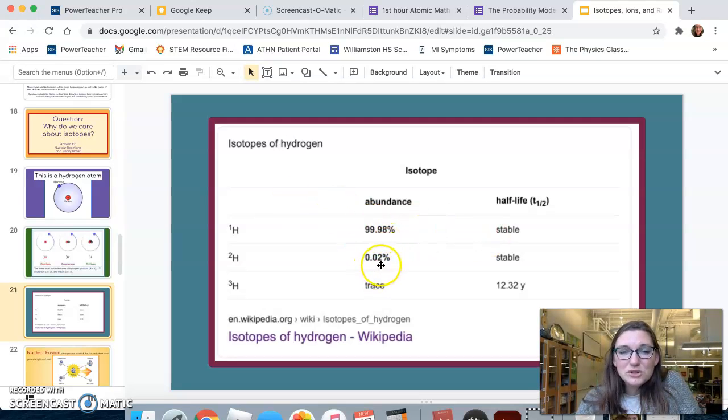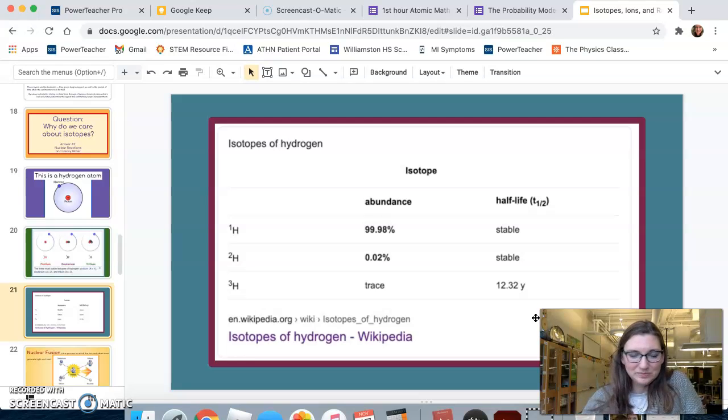But 0.02% of hydrogen has a neutron in there. And then, not even worth saying the number, a trace amount of hydrogen has 2 neutrons in there. And when it does, the half-life of that hydrogen is 12.32 years. So within 12.32 years, half of that hydrogen that has 2 neutrons is going to spontaneously radioactively decay, meaning it's going to lose a neutron.